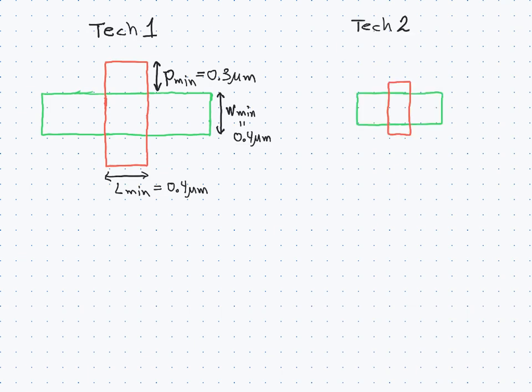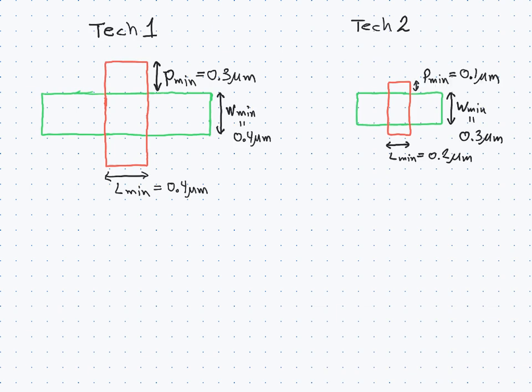Now we have another technology which is a little bit more advanced, where we have the minimum transistor drawn here. Here we have the minimum transistor length being 0.2 micrometer. We have the minimum transistor width being 0.3 micrometer. And we have the minimum poly overlap here being 0.1 micrometer.